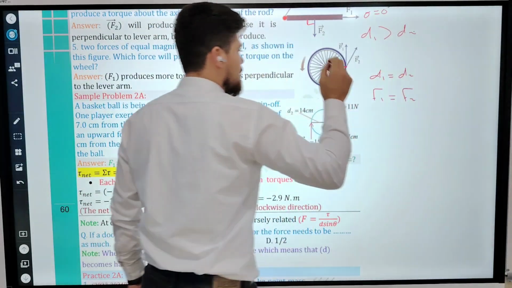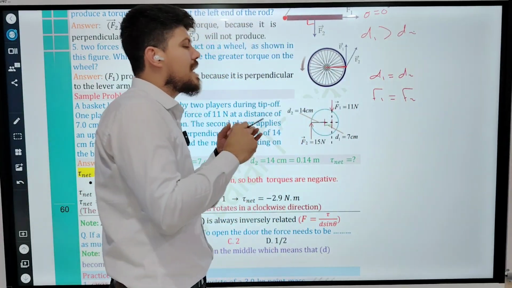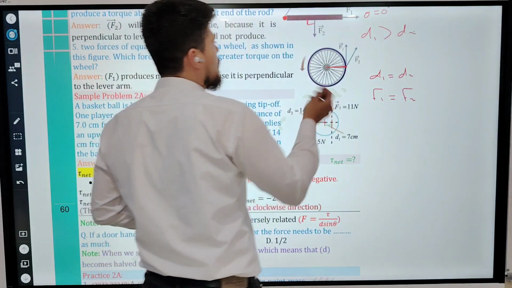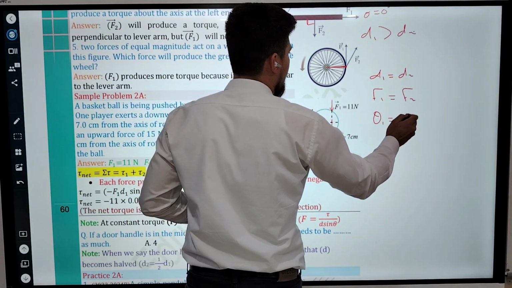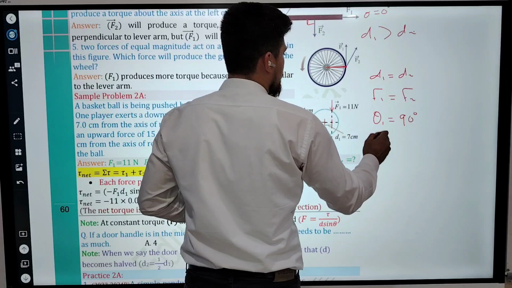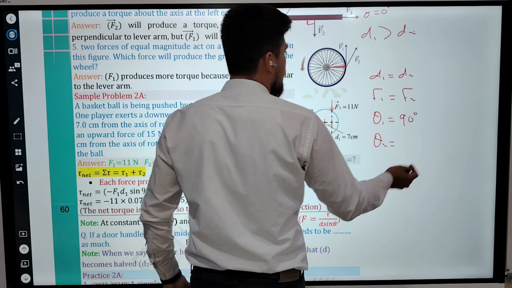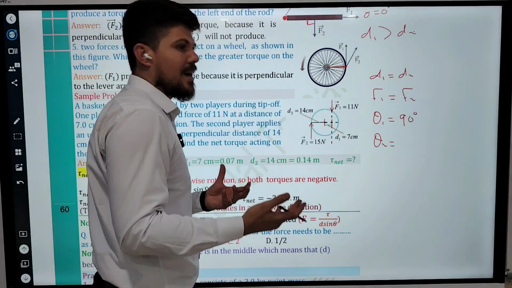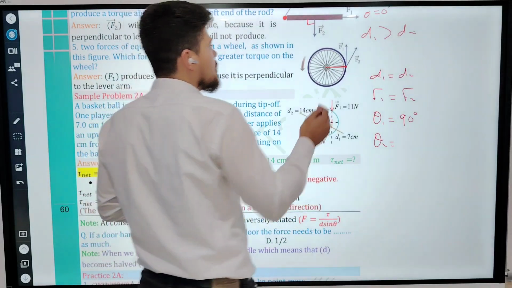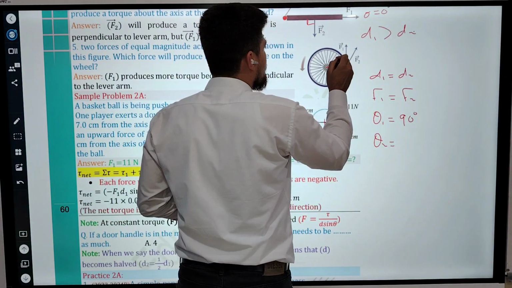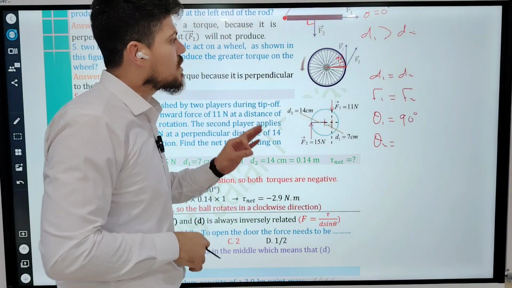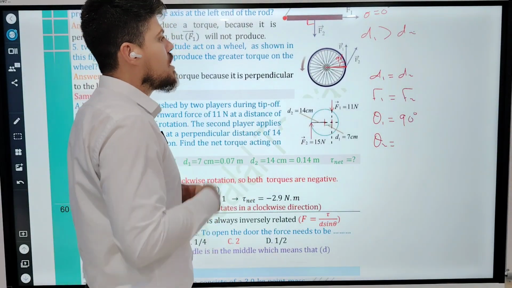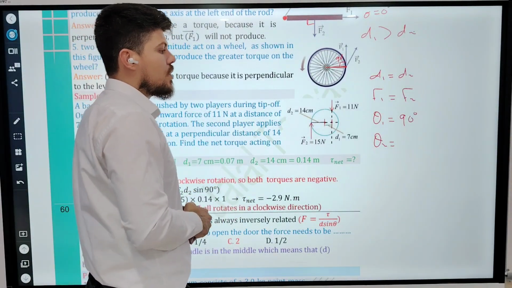Because the torque depends on the distance, the force, and the angle between them. Which one has more angle? Theta 1 has 90 degrees, but theta 2 has less than 90 or more than 90. So which one produces more torque, the perpendicular force or the tilted force? Absolutely, the force that is perpendicular to the distance produces the greater torque.